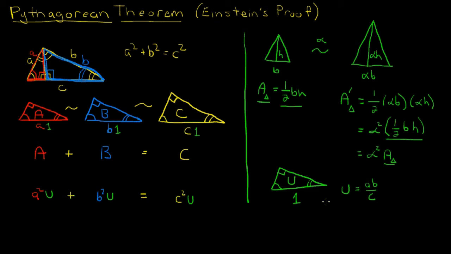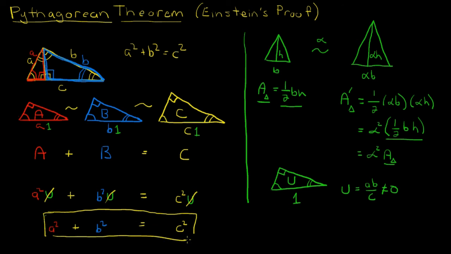And because u is not equal to 0, we can cancel it out, and we're going to go ahead and do that. Cancel, cancel, cancel. And what we're left with is the familiar a squared plus b squared equals c squared. And that is the Pythagorean theorem.